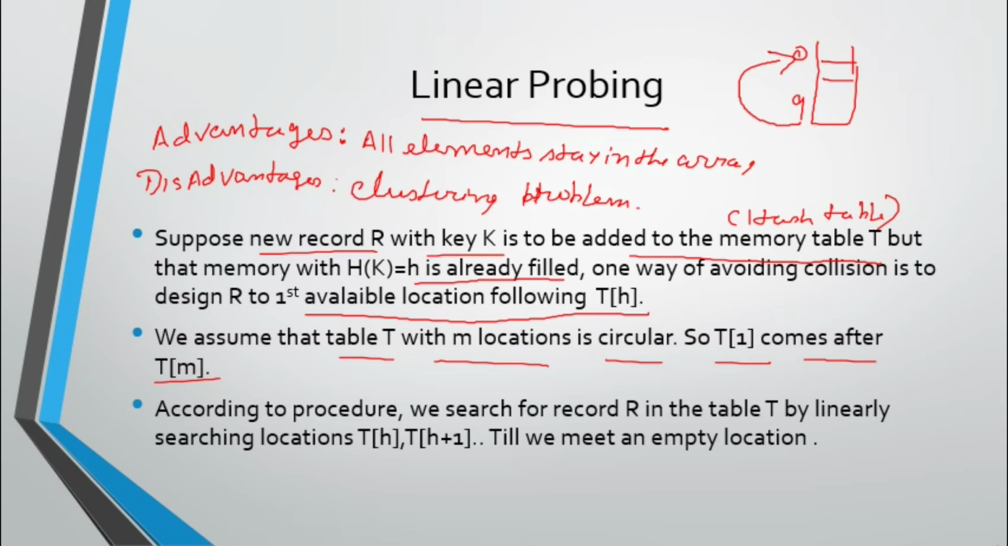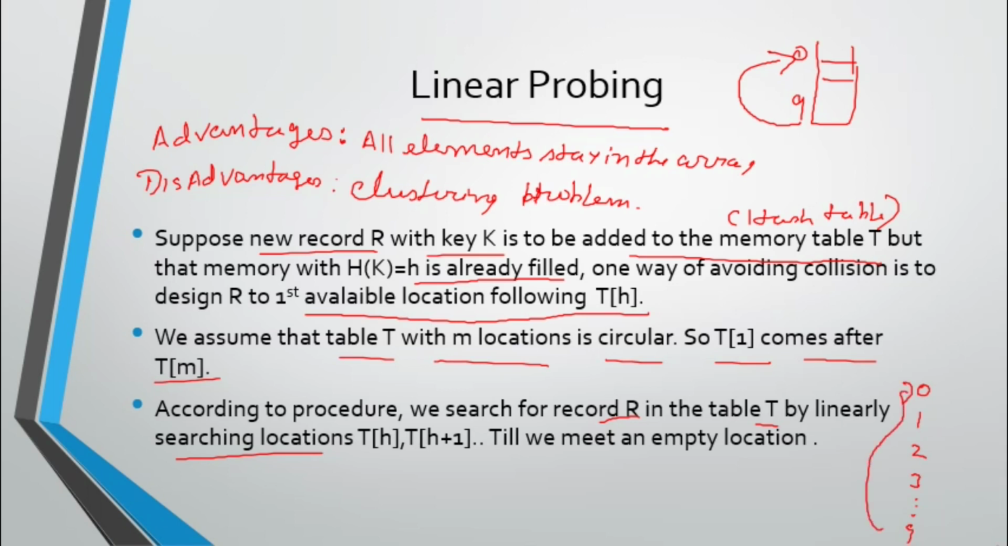According to the procedure, we search for record R in table T by linearly searching locations. Linearly means one after another. For example, first you search the 0th location, then the first location, then the second, and so on up to the ninth location, then again you come back to the 0th location. That is how you do it.